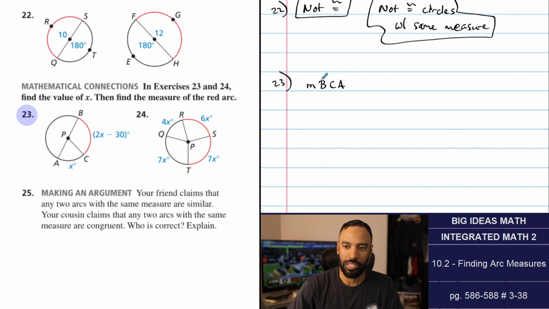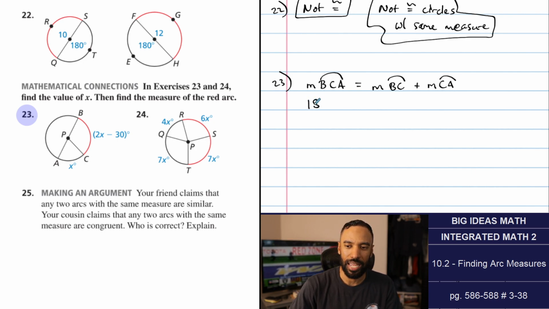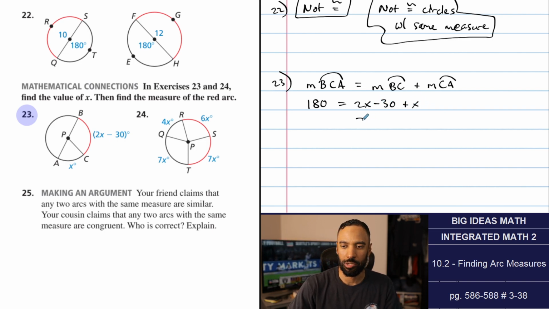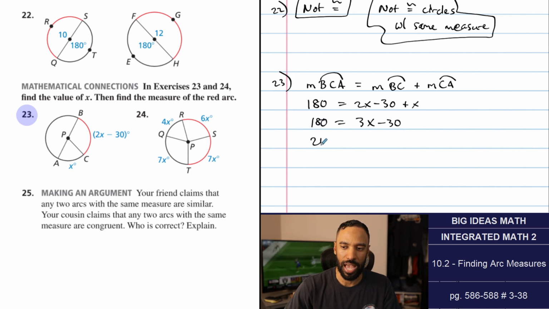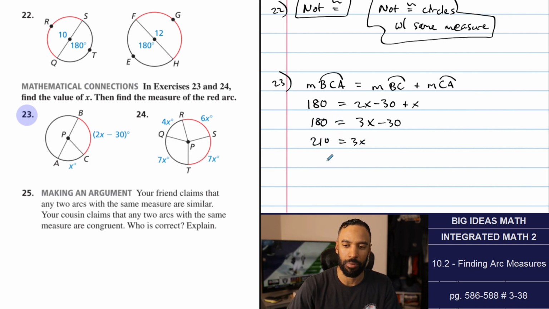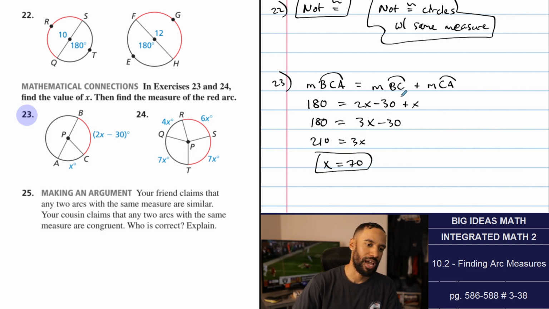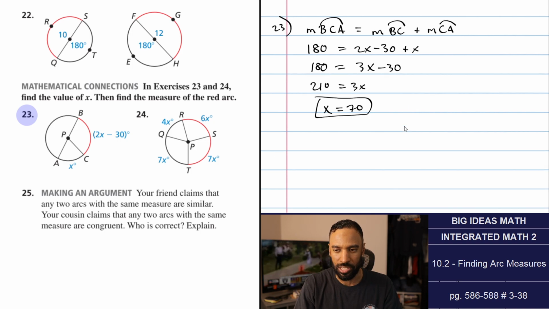Measure of arc BCA is equal to the measure of arc BC plus the measure of arc CA. So that 180 degrees of the semicircle is 2x minus 30 plus x. 2x plus x is 3x. If I add 30 to both sides, I get 210. If I divide both sides by 3, I get 70. That's not a degree value, but that's x equals 70.